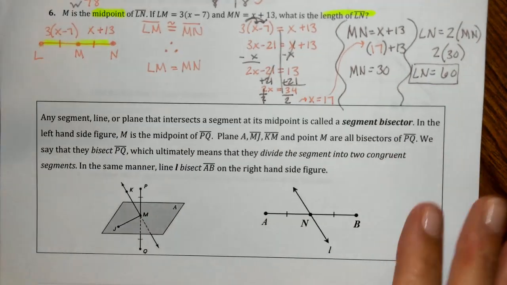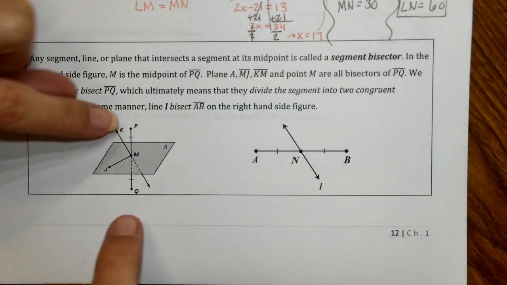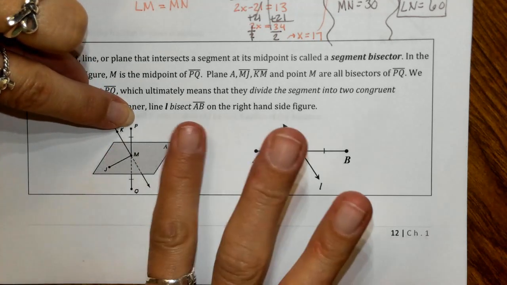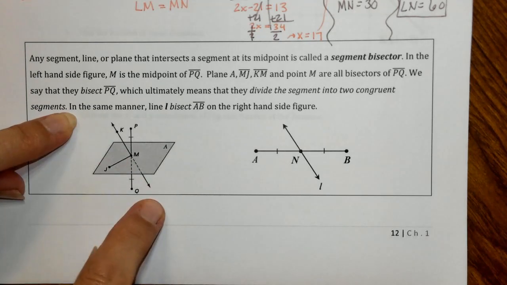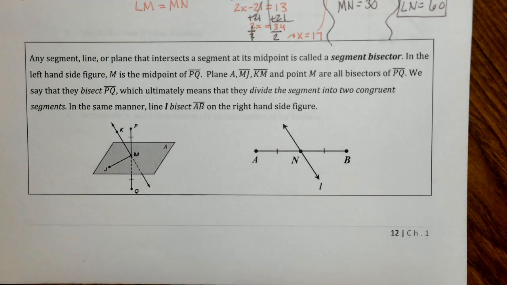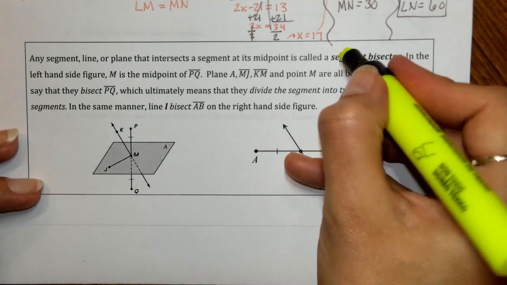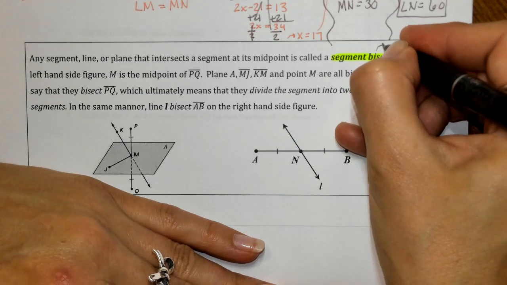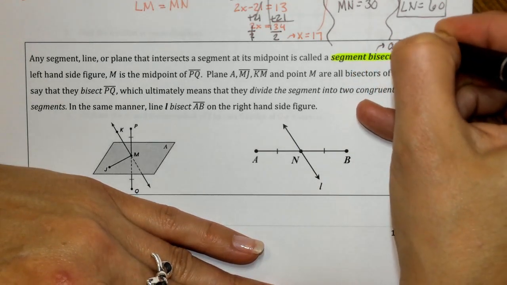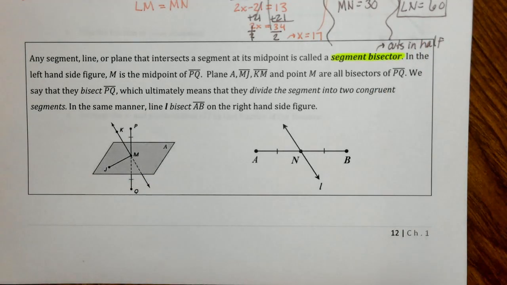Now, when we take a look at this last thing, any line, segment, or plane that intersects a segment, here we've got our segment PQ. It's being intersected by plane A. We also see it being intersected by line KM. We've got another little segment right here. Anytime that it hits this segment PQ at the midpoint, we call it a segment bisector. The word bisector is important. We need to understand this means cuts in half. We're going to cut the segment in half.